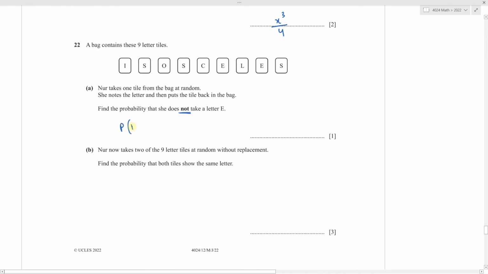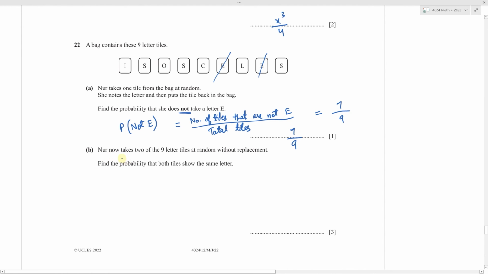So probability that she does not get E is number of tiles that are not E divided by total tiles. So how many of the tiles are not E? This is E, this is E as well. So how many are remaining? 1, 2, 3, 4, 5, 6, 7. 7 are not E out of the total 9. So your probability of getting a letter that is not E is 7 over 9.